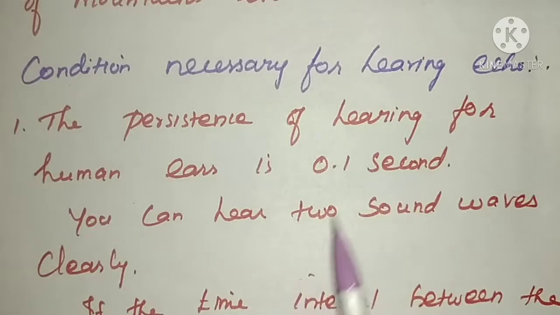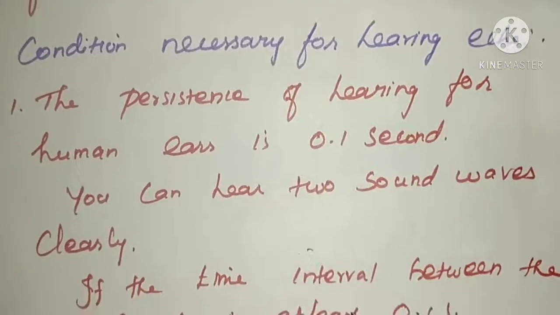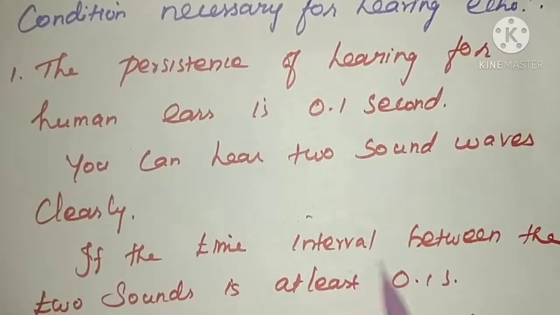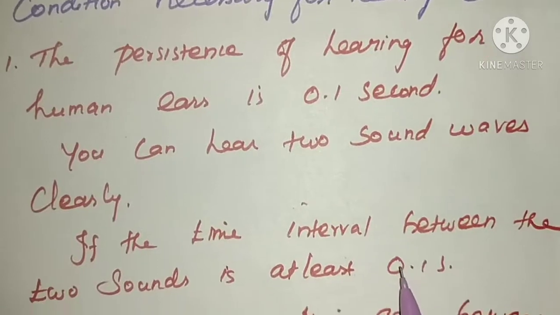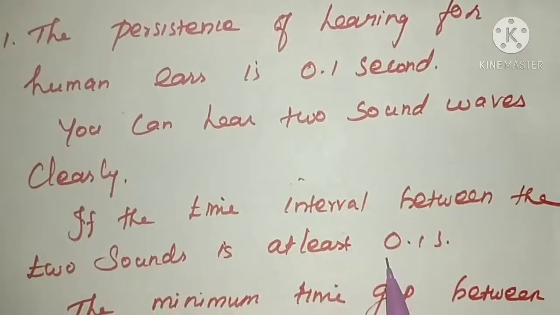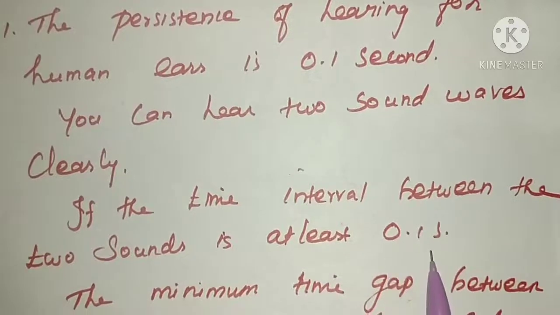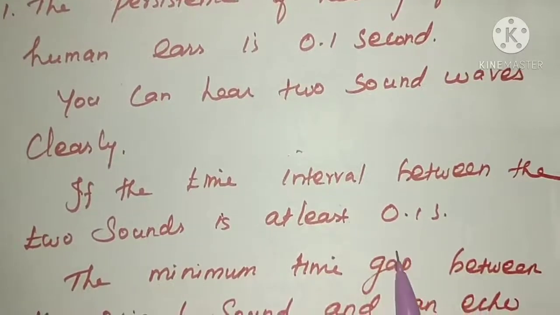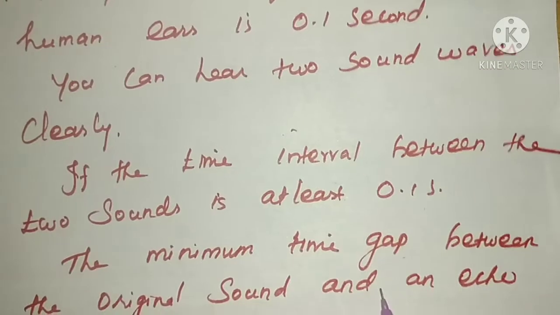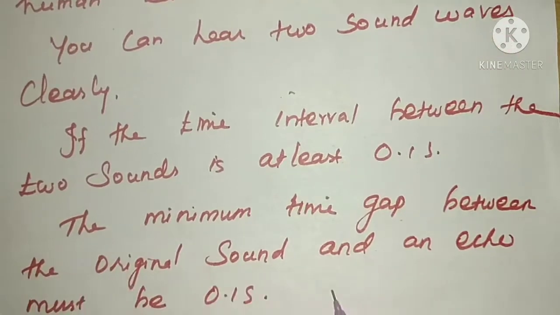Okay. So, in this time interval, you can hear the two sound waves clearly. Okay. And the time interval between the two sounds must be at least 0.1 second. Okay. That is the first condition. The minimum time gap between the original sound and the echo sound will be 0.1 second. Okay. Only if this time interval is there can we hear the echo sound.